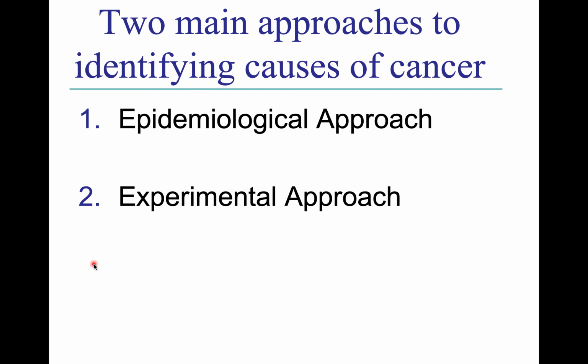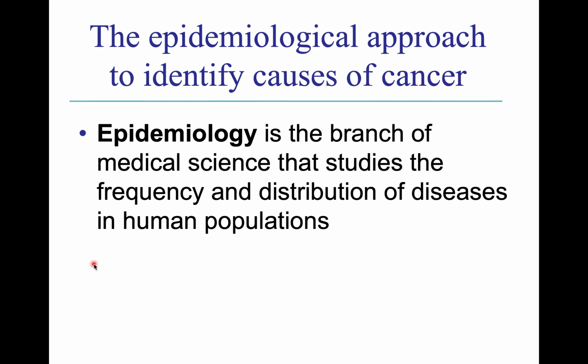All right, so in terms of how we identify causes of cancer, there's really two main approaches, the epidemiological approach and the experimental approach. And I think as biologists, we tend to be more familiar with the experimental approach. If you're not familiar with epidemiology, that is the branch of medicine that basically studies frequency distribution of diseases in the human population. And as we'll talk about a lot of times, it's really looking for correlation. So, what are things in the natural environment or in the human environment that are linked to disease?